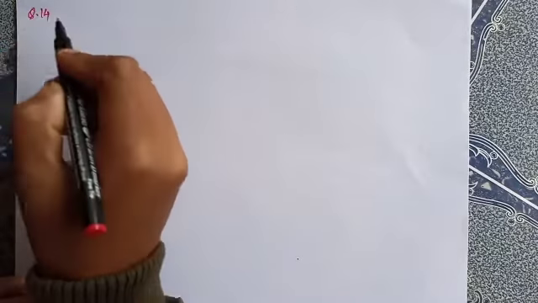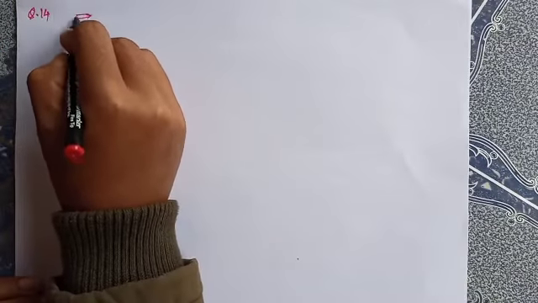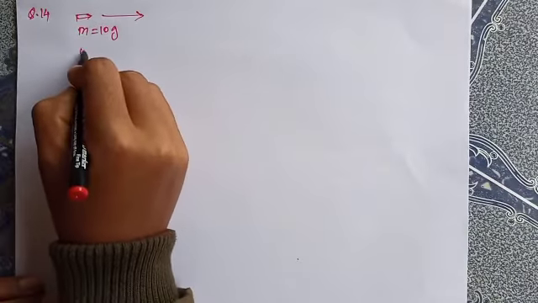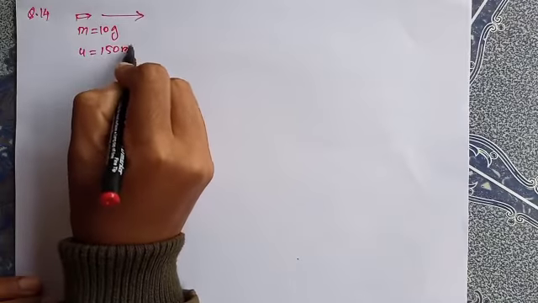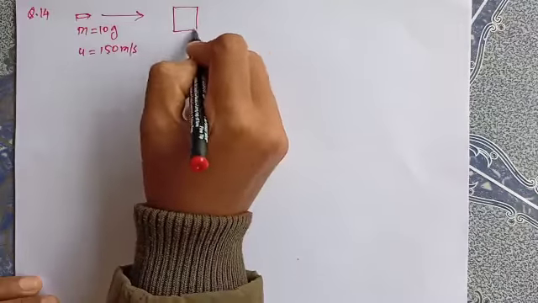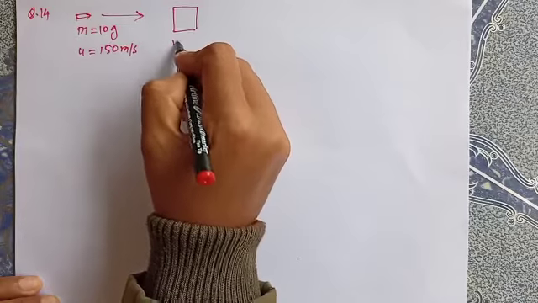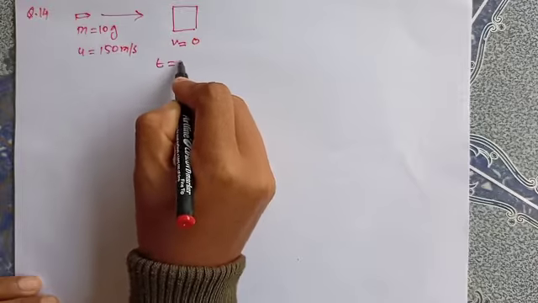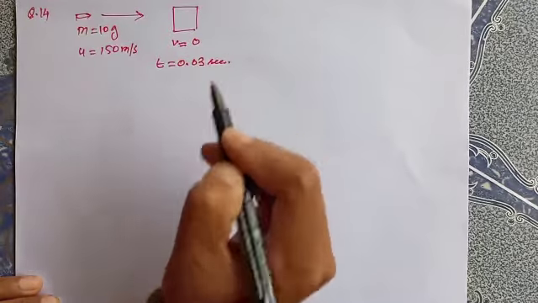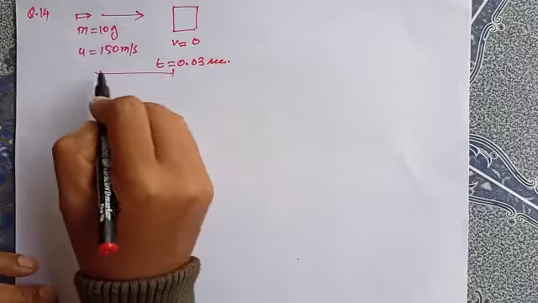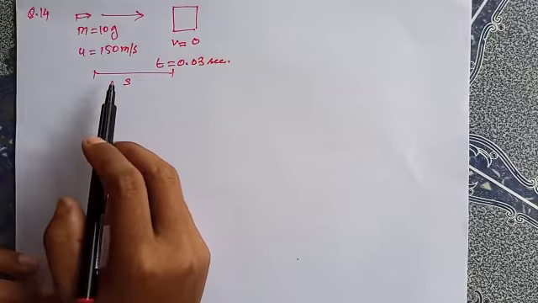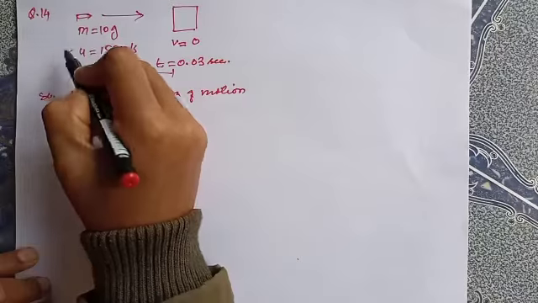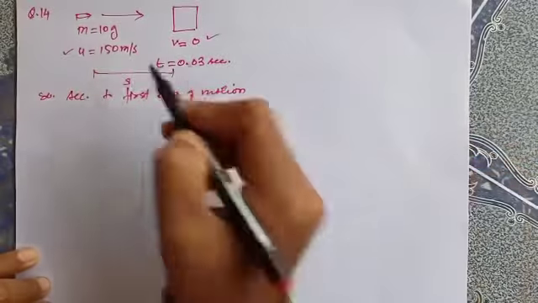Question number 14. Here, a bullet of mass 10 gram travels horizontally with an initial velocity of 150 meter per second and strikes the wooden block and comes to rest. So the final velocity is 0 and the time taken is 0.03 seconds. So here we are supposed to calculate the distance and also the magnitude of force exerted by the wooden block. Now we have initial velocity, final velocity and time.